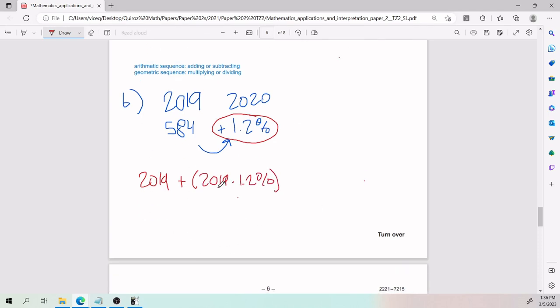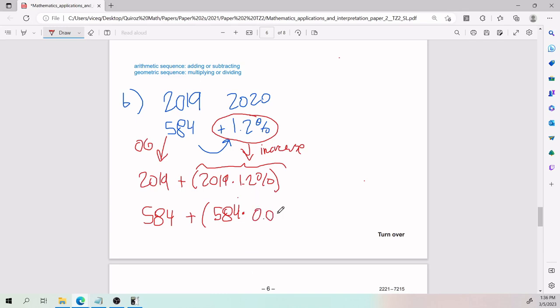And so the next step is plugging in. See? So 2019 we had 584. So this is my OG, my original. See? And here is my increase. All right? This whole thing in parentheses is going to be my increase. So my OG is 584, that's from 2019, plus 2019 again, 584, ¿cierto? Times 1.2%. Now, how much is 1.2% in decimals? To be able to plug into my calculator. It's actually 0.012.